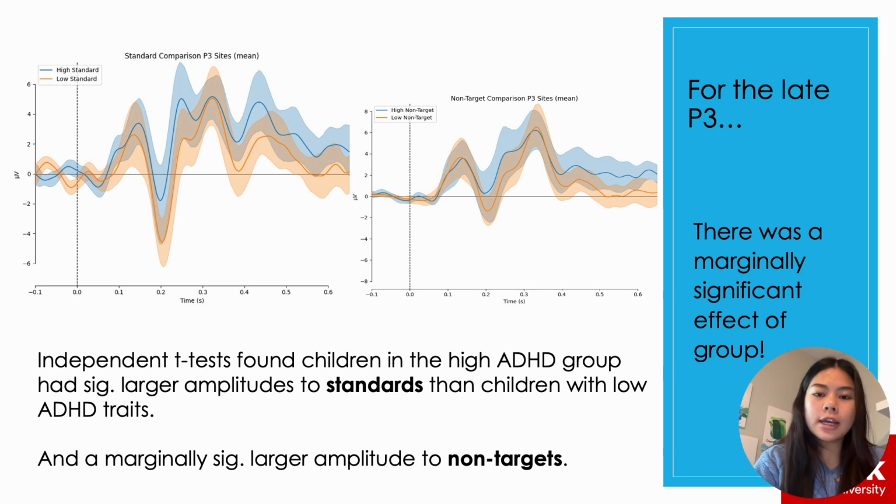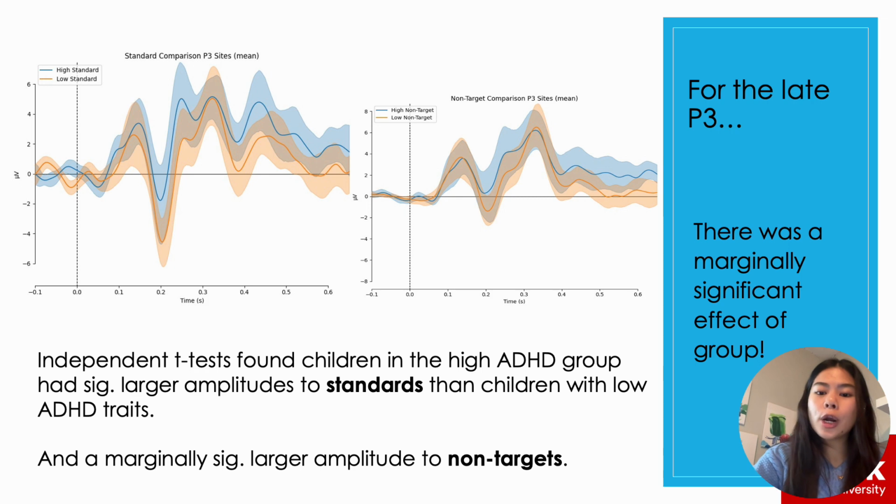However, it was really interesting because in my study, during the late P3 time window, between 500 and 600 milliseconds, there was a marginally significant effect of group. The p-value was greater than 0.05 but less than 0.1, making it marginally significant. I did some independent t-tests to follow up and see where exactly this was significant or marginally significant. And I found that the high ADHD trait group had significantly larger amplitudes to standards than children with low ADHD traits.